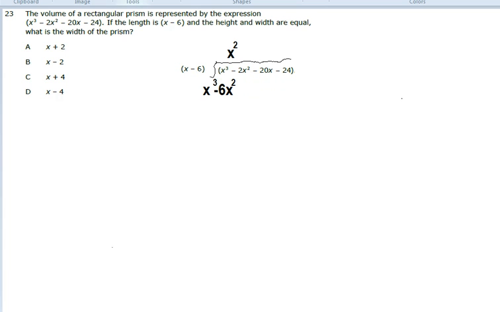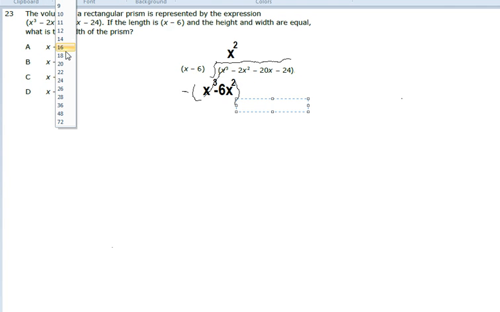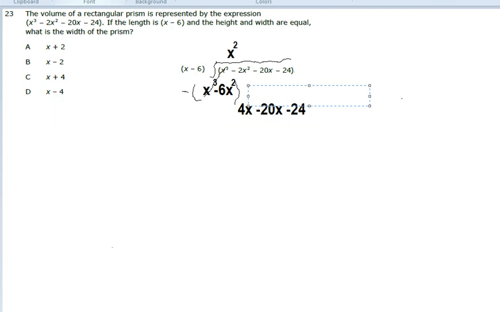Then I'm going to subtract. So x cubed minus x cubed cancels out. Doing the subtraction, negative 2 minus negative 6 becomes plus, so I'm going to get 4x squared here. I get 4x squared minus 20x minus 24. Okay, so I did divide, I did multiply, and I did subtract. Now I'm starting over. Divide again.